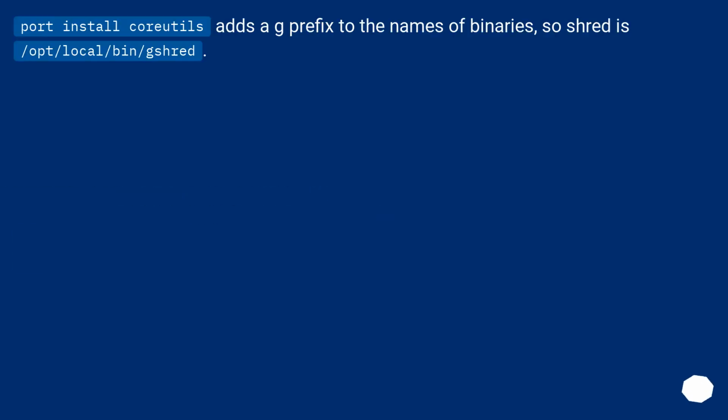Port install coreutils adds a g prefix to the names of binaries, so shred is /opt/local/bin/shred.